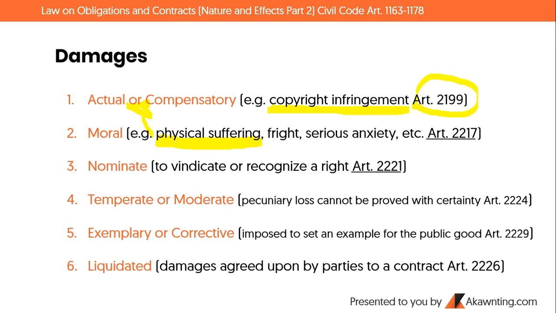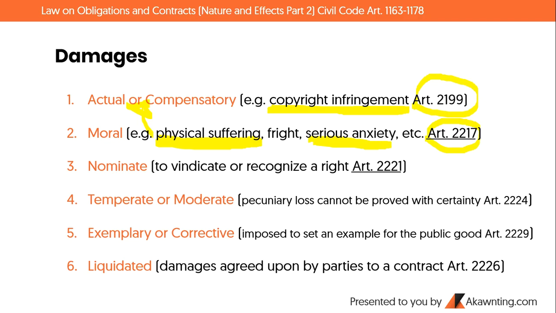Or, di ba, yun nga, medyo naging negligent yung driver doon. So, dahil doon, lagi ka nang tumitingin sa kalsada, sa left and right. So, nagkakaroon ka na ng, let's say, anxiety, serious anxiety. Okay, so, ayan. So, to read more about moral damages, you can start sa Article 2217 under the Civil Code.